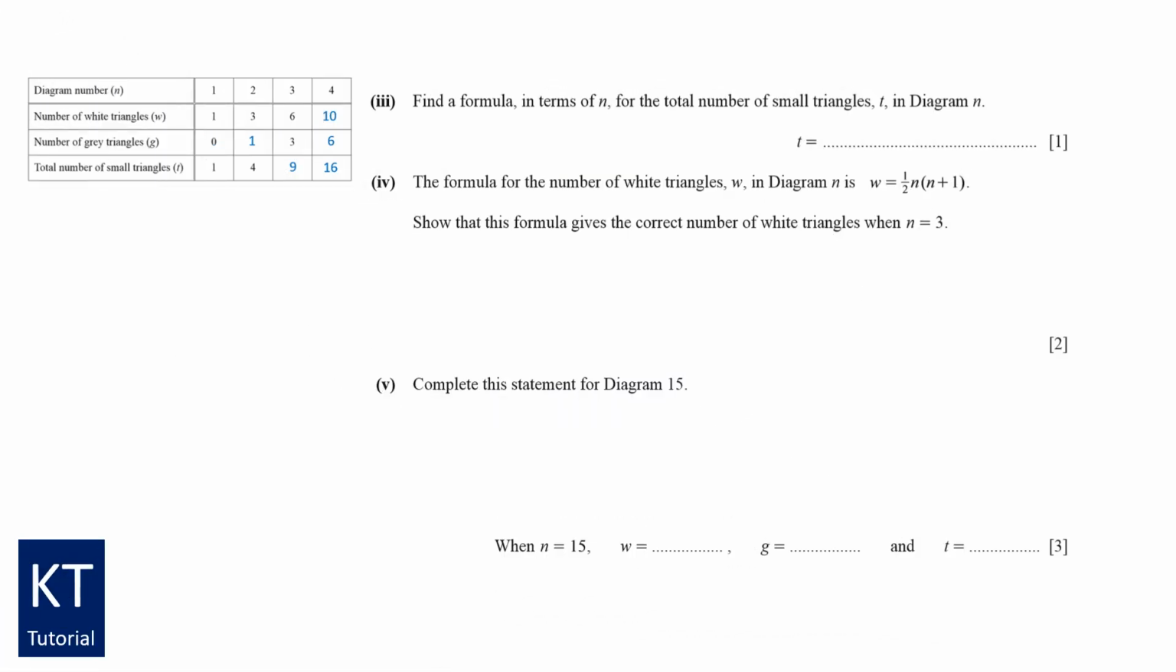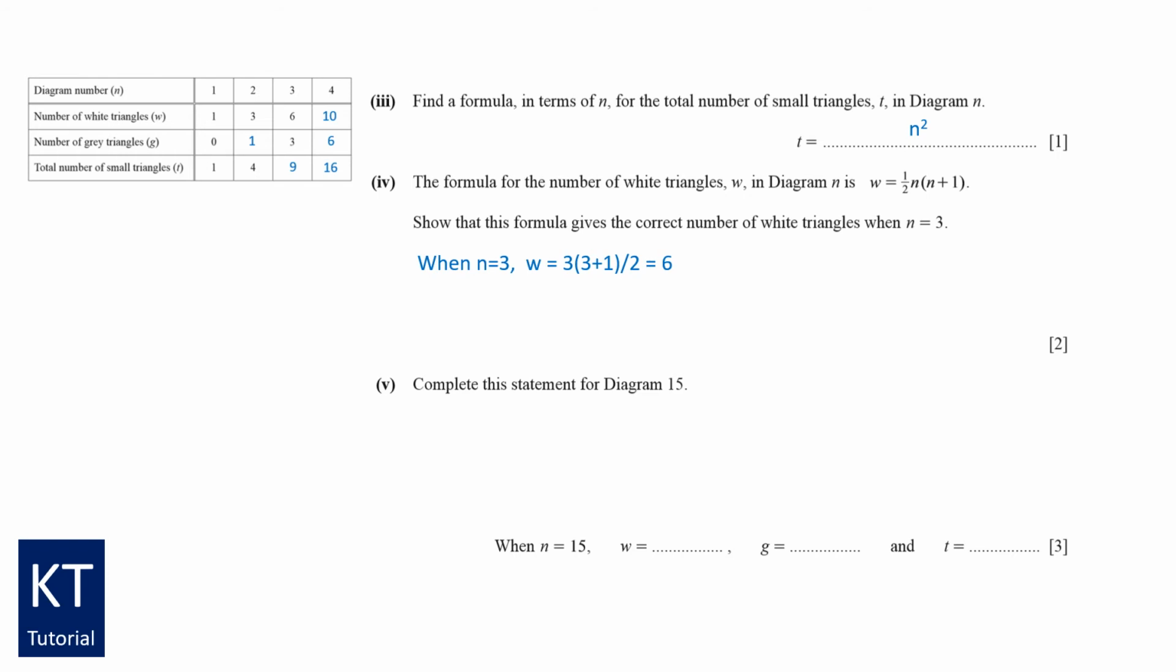Next, find a formula in terms of n for the total number of small triangles T in diagram n. T equals n squared. Next, the formula for the number of white triangles W in diagram n is as stated. Show that this formula gives the correct number of white triangles when n equals 3. When n is 3, the formula has W being equal to 6 as shown on the table.